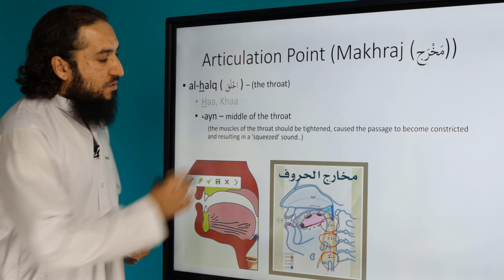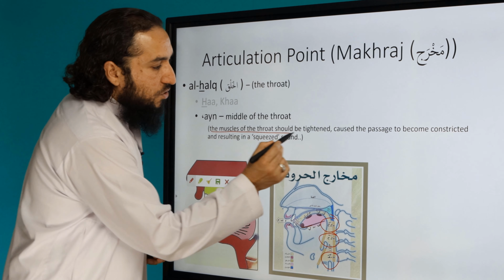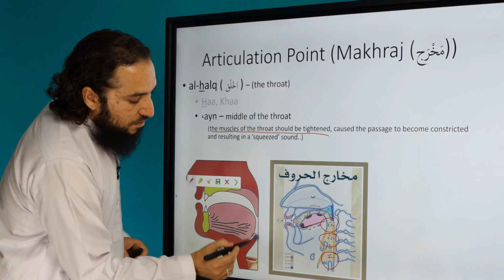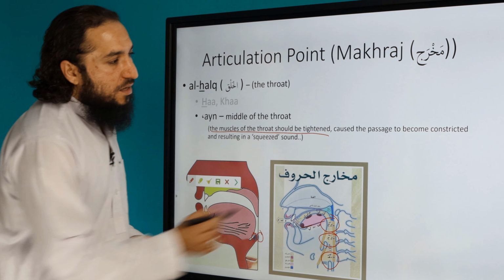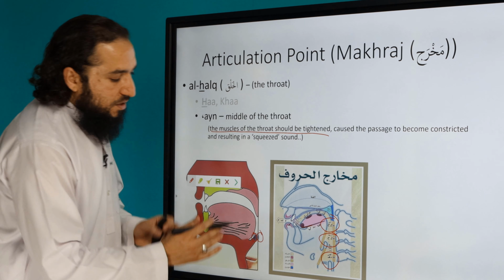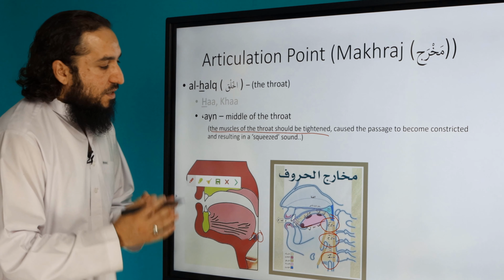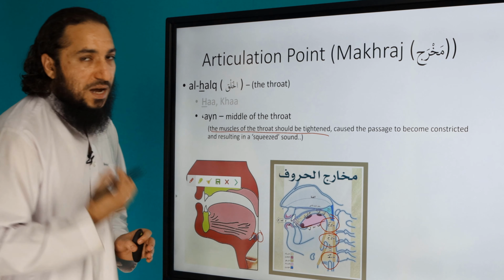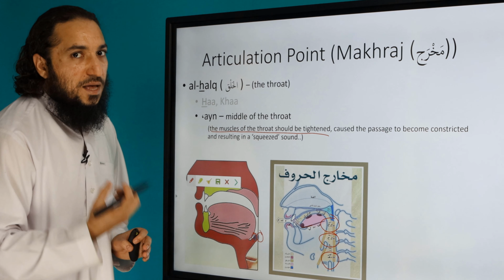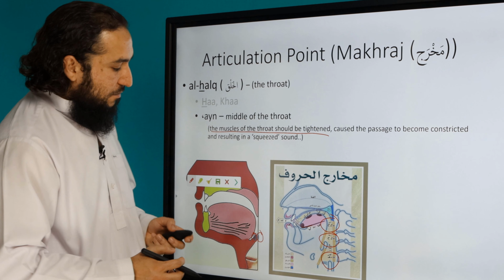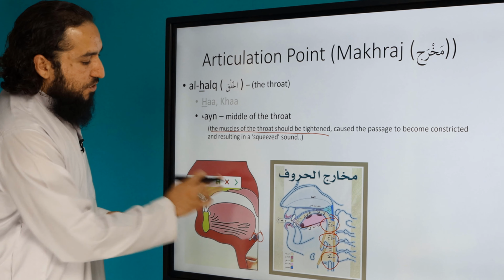So how is it pronounced? You see, the muscle of the throat should be tightened. As the muscle of the throat is tightened here, it causes the passage to become constricted. So it's tightened, then the passage is constricted, resulting in a squeezed sound. Ain, okay. That's the articulation point.